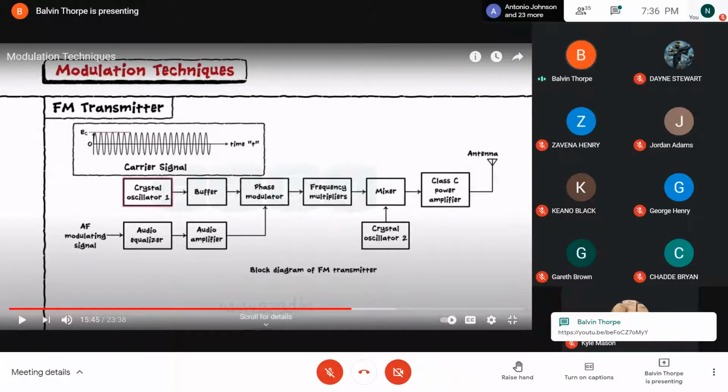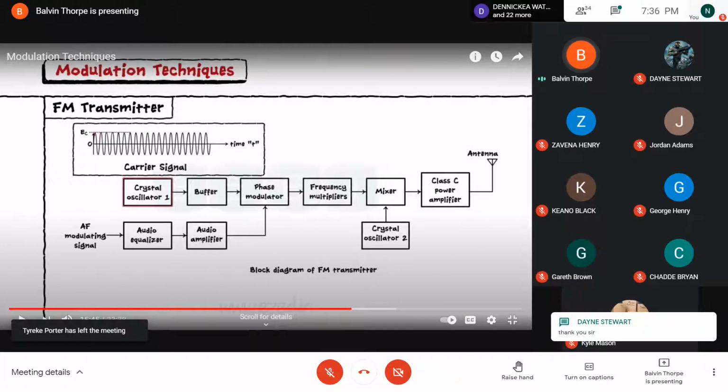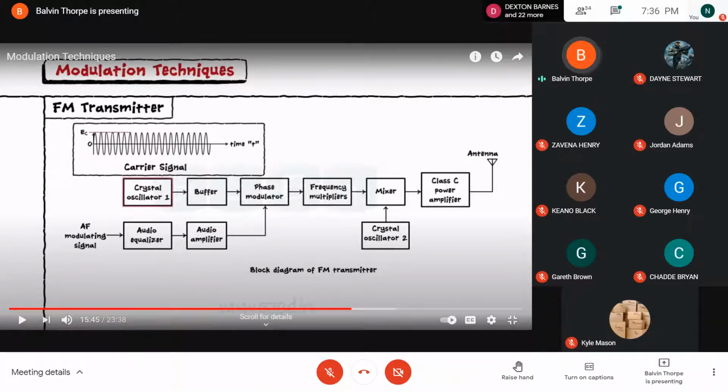Okay, so I posted in the chat for you, Mr. Stewart and the others. I'm going to share it in the Google Classroom as well. Now, there is more than one way to find a bandwidth. Carson's rule in finding bandwidth for an FM wave is an approximation. A more exact science is using what is called a Bessel function.